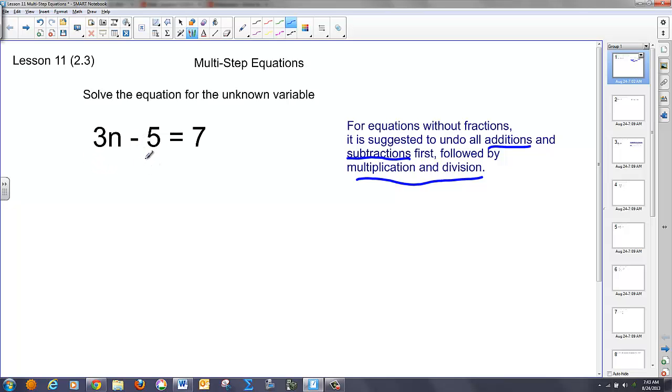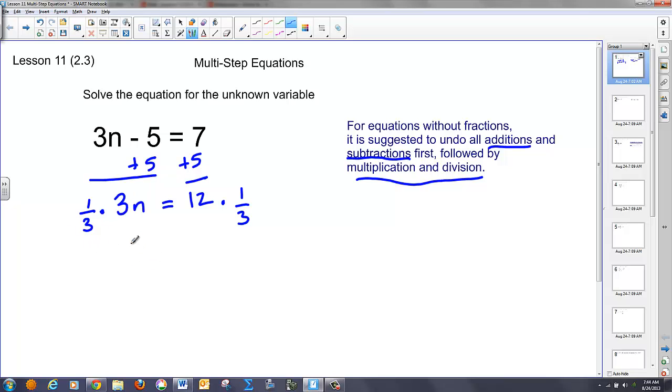I'll undo the subtraction first by adding 5 to both sides. We know that 5 minus 5 is 0, leaving us with 3n. And 7 plus 5 is 12. Now I have to undo a multiplication of 3, so I'll multiply both sides by 1/3. In theory, I could divide both sides by 3, but I'm just going to use the 1/3 multiplication because it'll come in handy when we get to fractions.